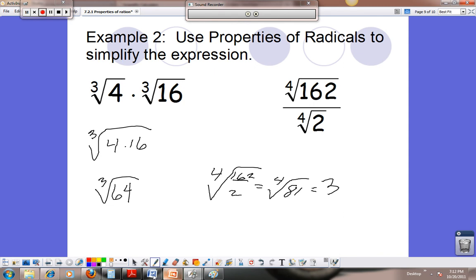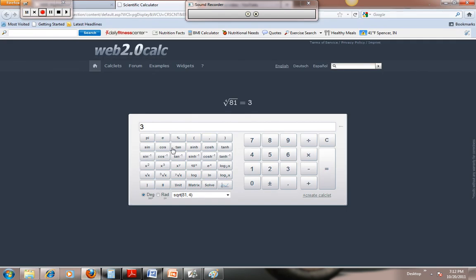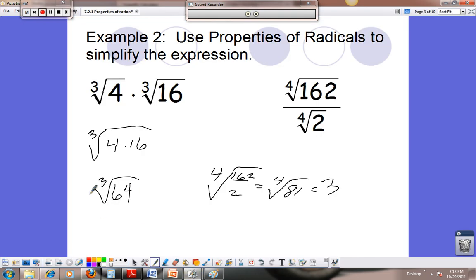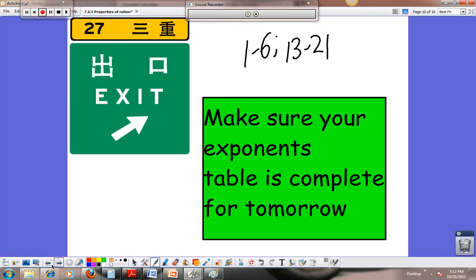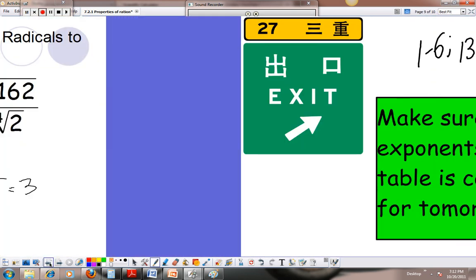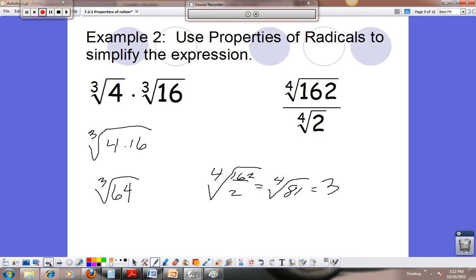So let's see if there's one for 64. We need 64, and we're looking for the fourth root of 64. And it's 2.83, so we're just going to leave that answer. We're going to leave it as the cube root of 64. All right, so that concludes lesson 6.2 video 1. So go ahead and watch video 2 at this time.